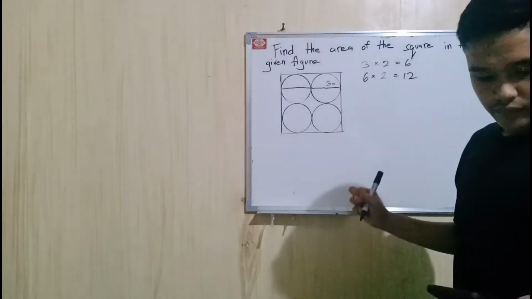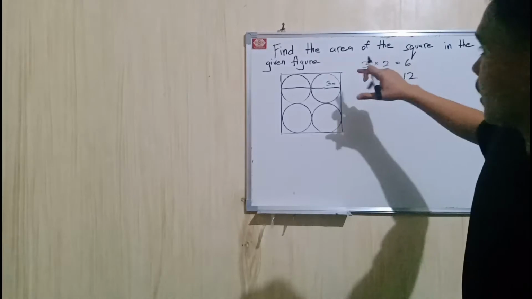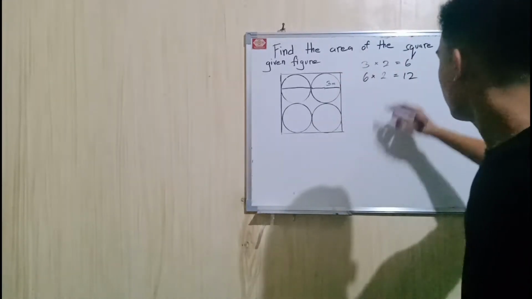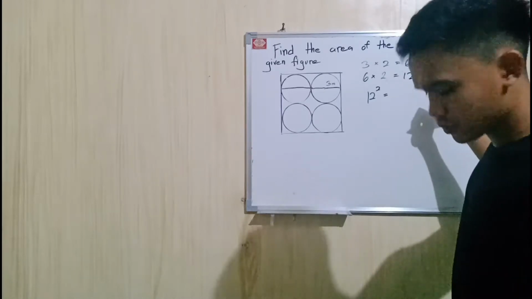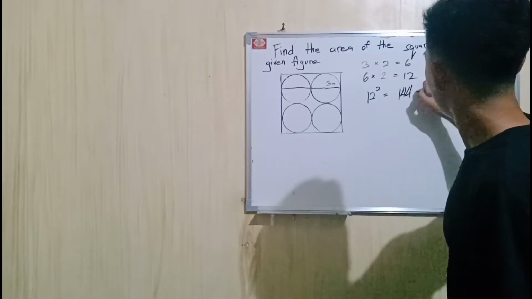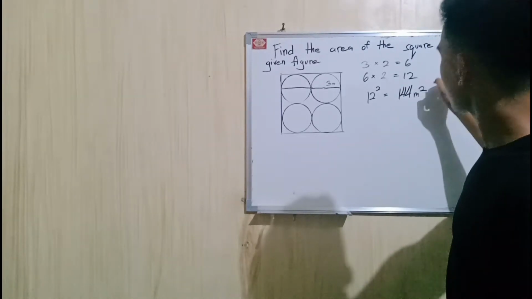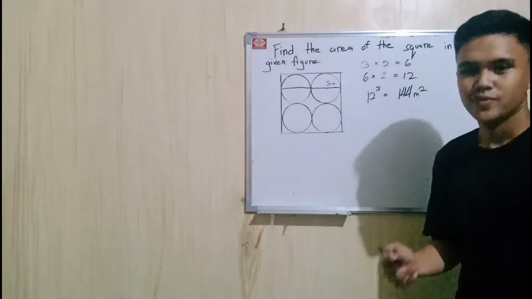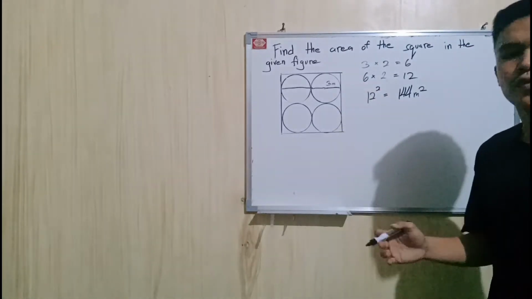Then we will just square the 12, so we will get the area of the square. So 12 squared will be equal to 144. The final answer is 144 meters squared. So we now have the answer to the question.